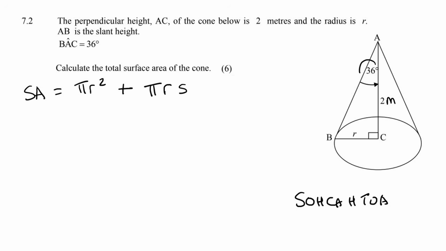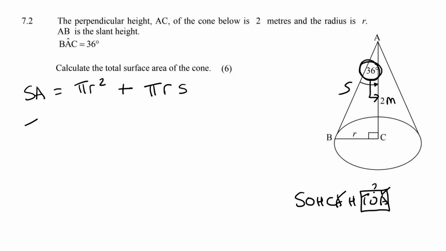So we've got this angle, okay? We've got this side already, so that's called your adjacent. We need a couple of things here. We need the slanted height, and we need the radius. So let's go find the radius first. So that is your opposite. It's opposite this angle. So tan is the one that we will use.